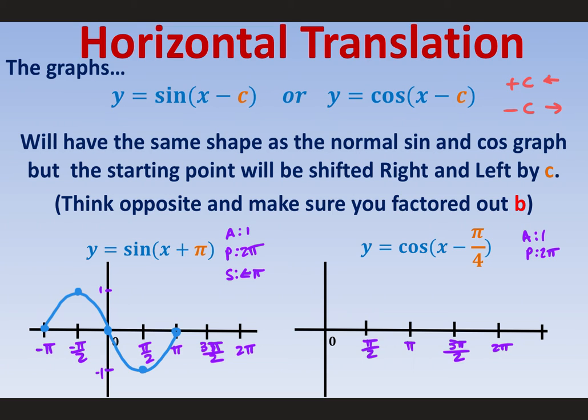Now this next graph is a little tricky because we're going to shift, but we're going to shift to the right because it says minus, and we're going to shift to the right pi over 4. All right, so I need to extend a little bit. Well, here's where the issue comes in.